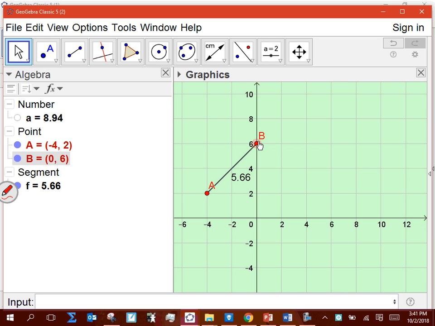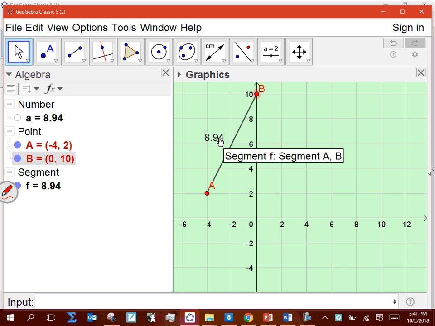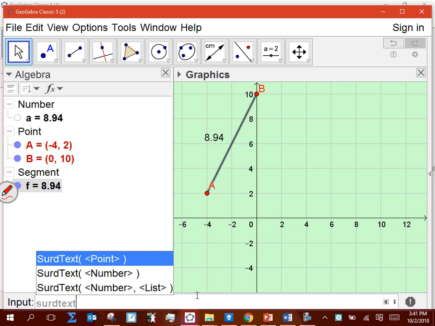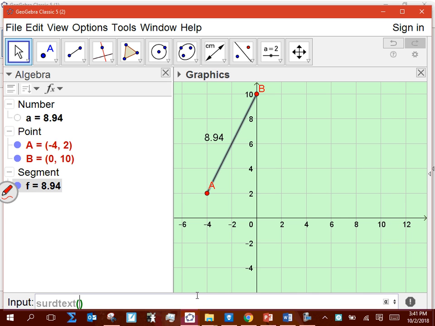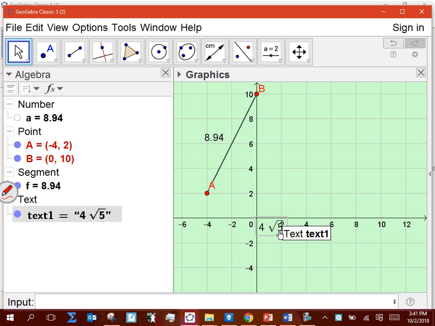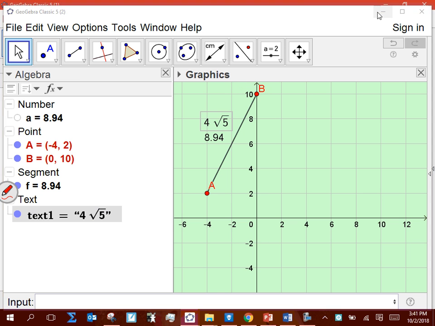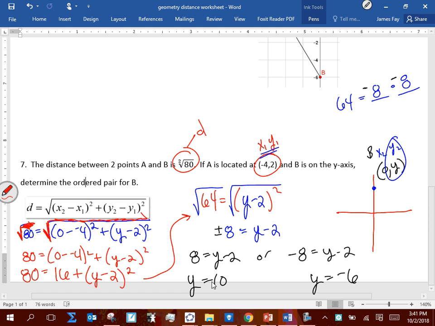I want to move this point B until that number right there turns into radical 80. Radical 80, like I said, was 8.94 as a decimal. So there we go, it turned into 8.94, that's radical 80. I think I can actually get this to write down AB's length as a radical. So radical 80 simplified is 4 radical 5. So that's this 8.94. You see that point is happening at 0, 10. Well, 10 was that 1 y value that we found right here.